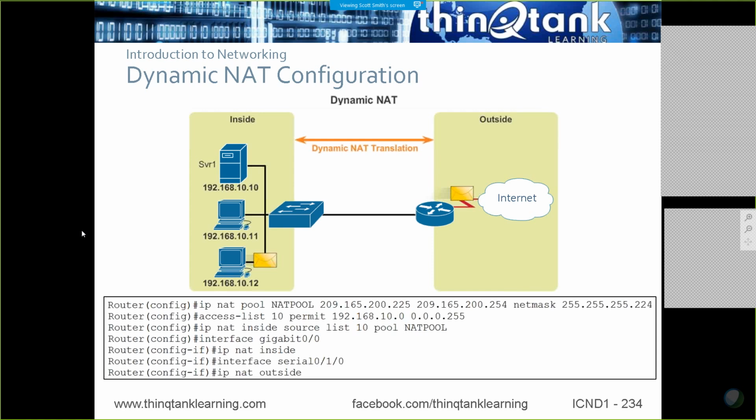The starting address of that pool is 225. The ending address of that pool is 254. And the subnet mask for the addresses in the pool is 224. Got it? Now we haven't done access lists yet. We will be talking about access lists. We haven't done that yet.